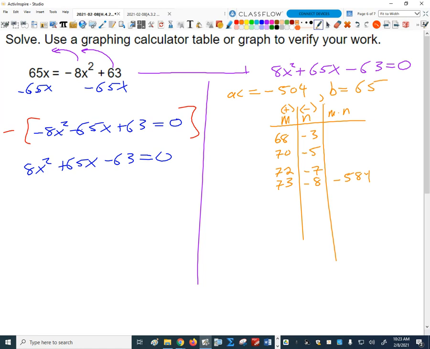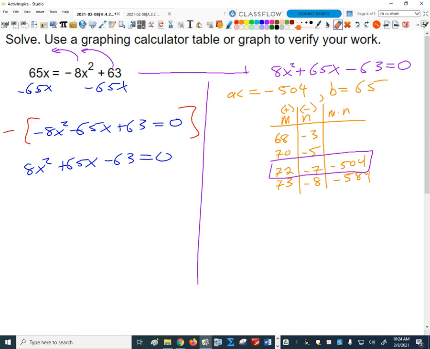72 and negative 7. Right? If we multiply those out, sure enough, we get negative 504. So those are our winners, right? 72 and negative 7. Okay? Give me a 1 to 5 on that. Is everybody good with that? Okay? And once again, we would probably not have used this technique, right?